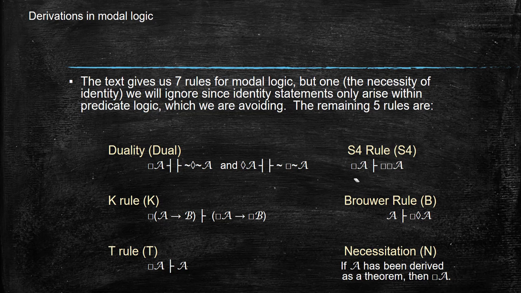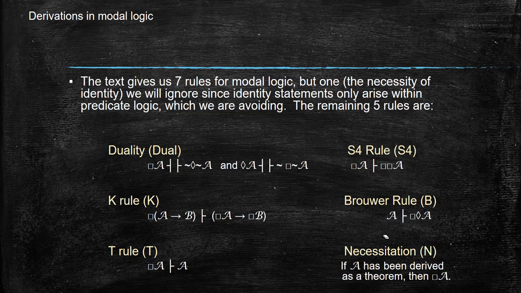The S4 rule kind of takes us in the reverse direction of the T rule. It tells us that if it's necessarily the case that A, then it's necessarily the case that necessarily A. So how can we see that informally? Well, hypothesize that it's necessarily the case that A. That means A is true in every world. But if A is true in every world, then necessarily A is true in every world. Hence, it's necessarily the case that necessarily A.